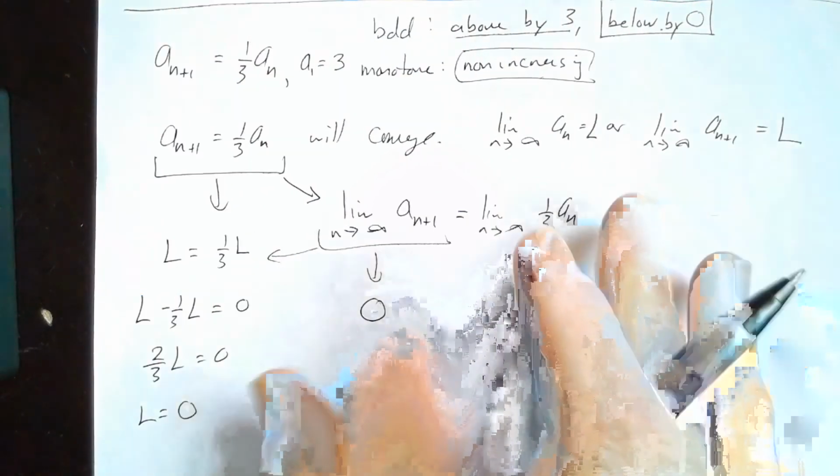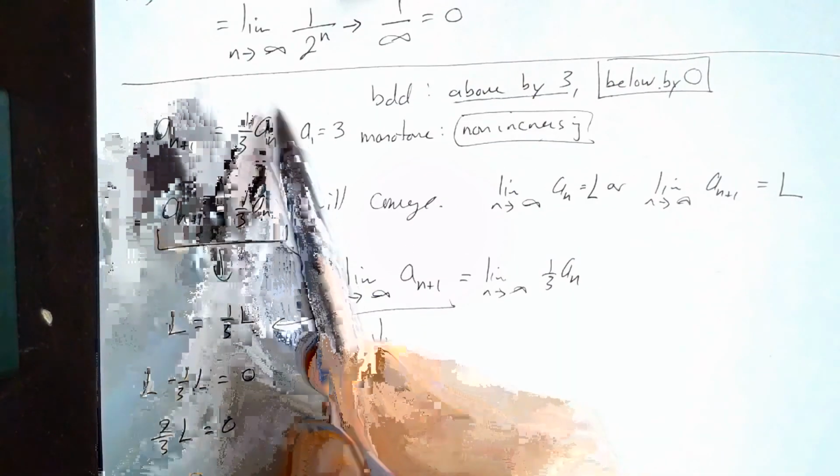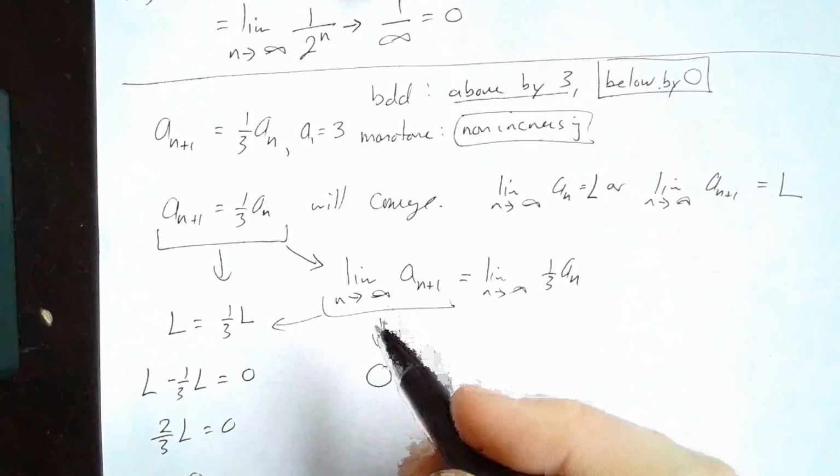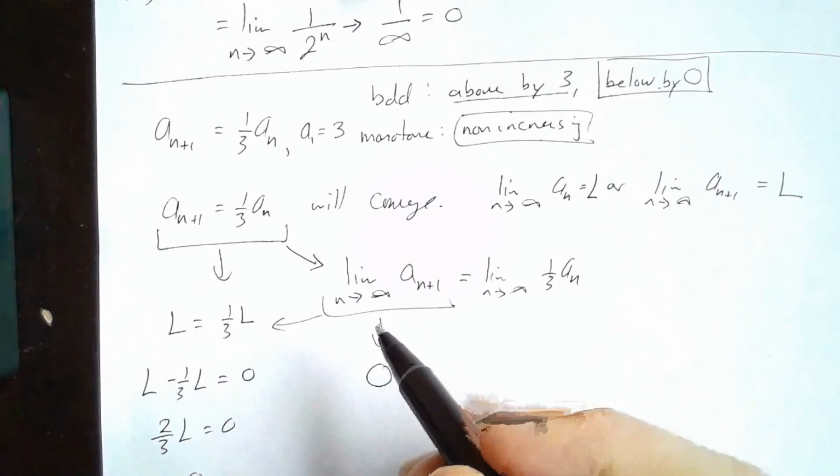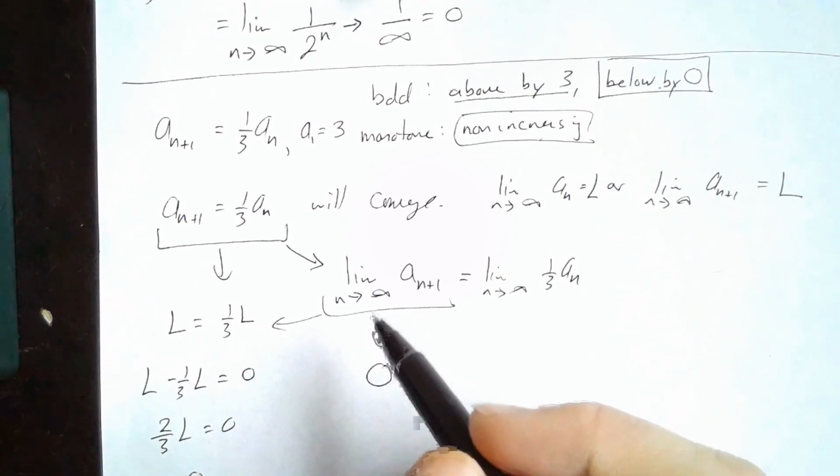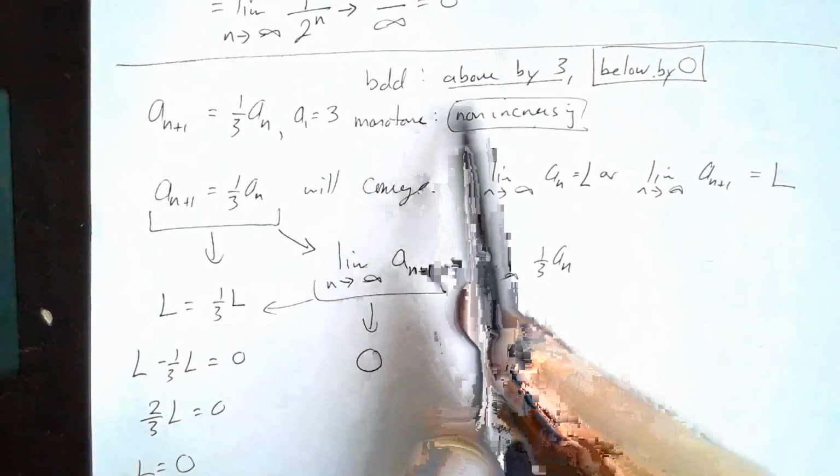Now, some of you might have realized at the beginning of this section that this right here is nothing more than a recurrence or recursive formula for a geometric sequence. It's important to understand that this does work for other sequences if we can guarantee bounded and monotone.